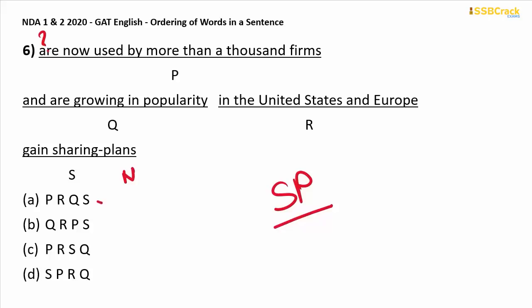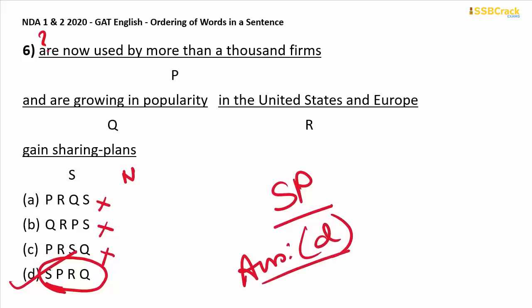SP combination is not there in option A. SP combination is not there in option B. It is not there in option C, but SP is there in option D. So SPRQ, let's find it out and let's read if it's a complete sentence or not. So here you are. Gain sharing plans are now used by more than 1,000 firms in the United States and Europe and are growing in popularity. Yes, it's a complete sentence. So your answer is option D.